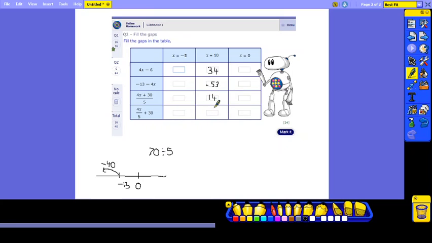Okay. Next one, if x is 10, so here I've got 4 lots of 10 is 40. 40 divided by 5 is 8. 8 add 30 is 38. So hopefully you've seen how to do this with a positive number.